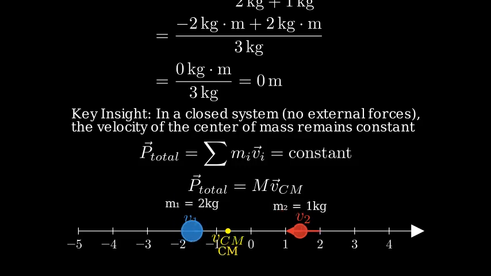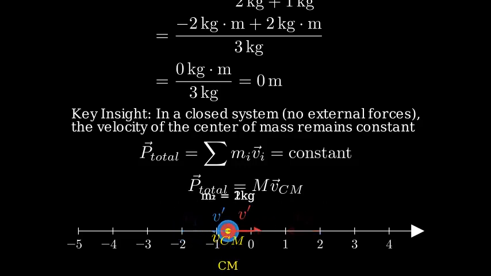Now watch what happens during the collision. Notice how the individual masses change their velocities, but the center of mass continues moving at a constant velocity. After the collision, the masses are moving differently, but the center of mass continues along its original path at the same speed.